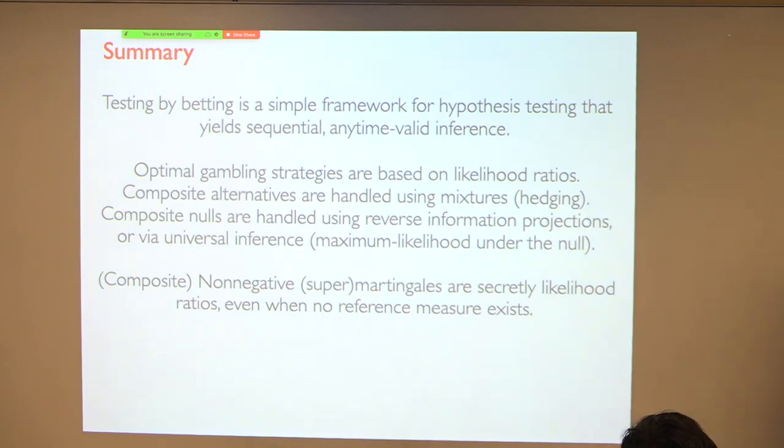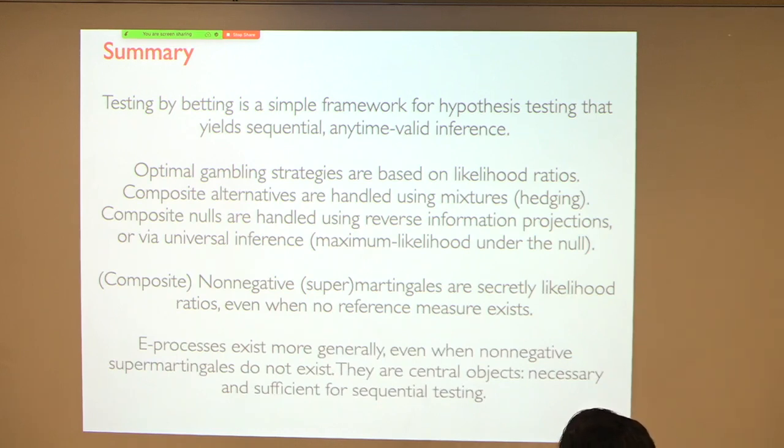We might have composite nulls which don't have a reference measure, and we saw several examples yesterday where there's no reference measure, like symmetric distributions, sub-Gaussian distributions, bounded distributions, things like that, where you can't even begin to define likelihood ratios, but no problem, non-negative supermartingales exist, and they work exactly like proxies for likelihood ratios, like simultaneous likelihood ratios, and so that was a really key advance.